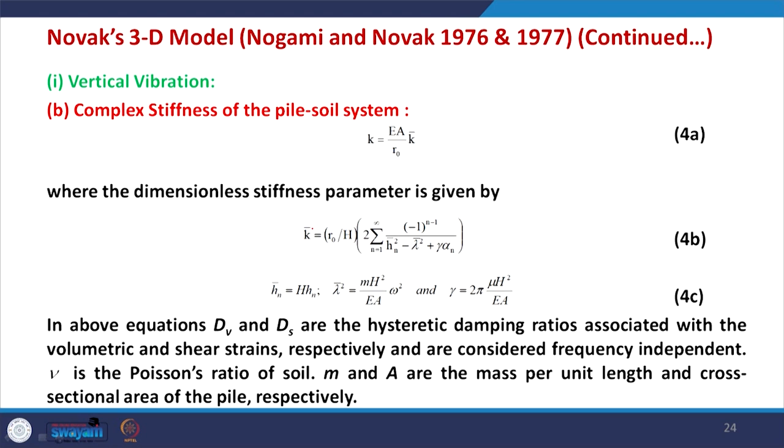Once k bar is known, we need to understand that this is a dimensionless stiffness parameter, there is no dimension of k bar. So, the stiffness dimension is E A by R naught, where E is Young's modulus of the pile, A is the cross sectional area, and R naught is the radius of the pile. So, this equation is very compact to find the value of K, the stiffness of the pile, and naturally this stiffness will keep varying with the frequency. This is not going to be constant, that is a point to be noted. It is a function of omega.